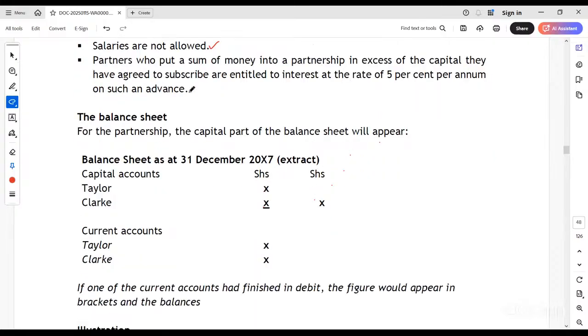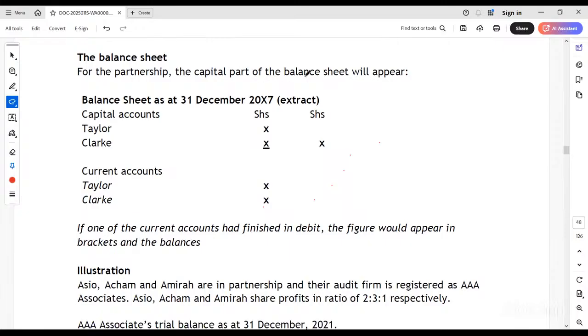Balance sheet of the partnership. For the partnership, the capital part of the balance sheet will appear. So in the balance sheet, you have to present the capital accounts. You show the capital accounts and then the partners with their balances. Then we also have to show the current accounts as well. If one of the current accounts is in debit, the figure will appear in brackets.